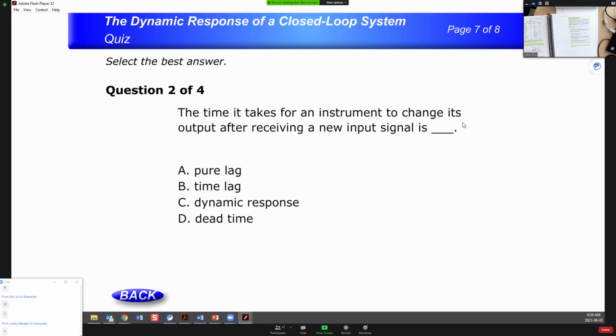Time taken for an instrument to change its output after receiving a new input signal is B. Good.